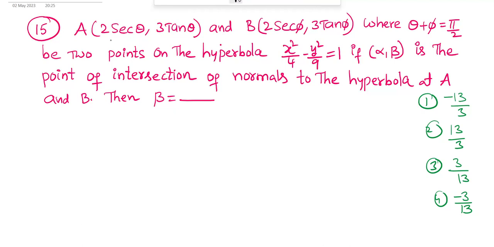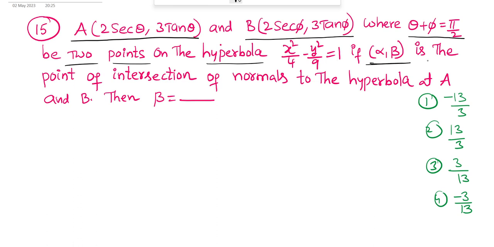This is the 15th question. Here are given A (2 secant theta, 3 tan theta) and B (2 sec phi, 3 tan phi), where theta plus phi is equal to pi by 2. A and B are two points on the hyperbola x square by 4 minus y square by 9 is equal to 1. If (alpha, beta) is the point of intersection of the normals to the hyperbola at A and B, then beta is equal to dash. Here beta means the y coordinate. Now we find the y coordinate of the given point (alpha, beta).